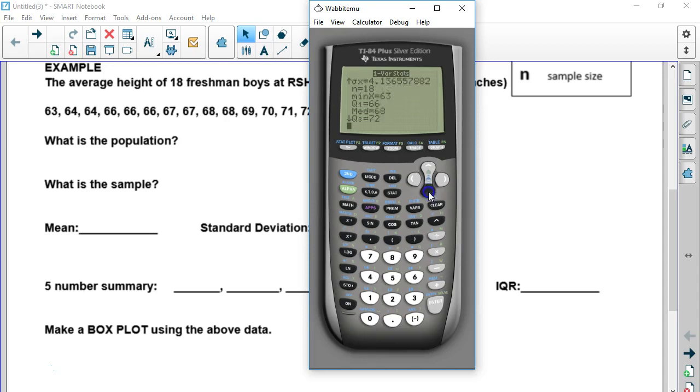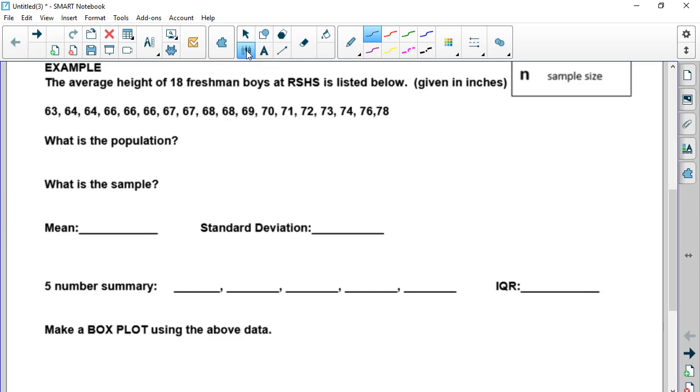Now, I'm going to scroll down here and look for my 5-number summary. My minimum 63, Q1 66, median 68, Q3 72, max 78. So let's go ahead and fill out our numbers. So the mean again was 69. Standard deviation was 4.26. Now, what is the population? Well, it's freshman boys.